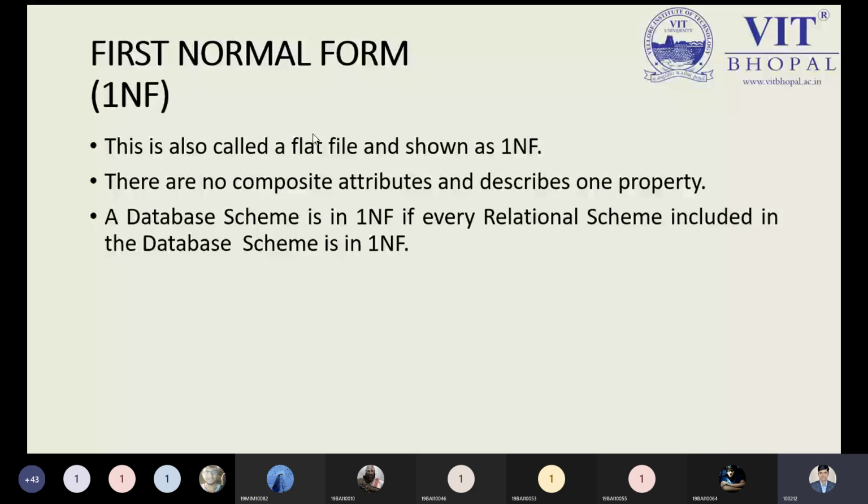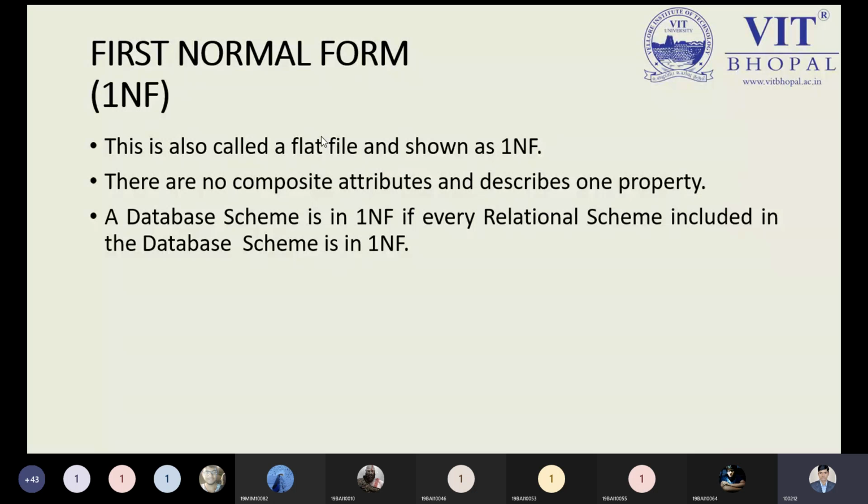The database schema or table is in first NF, the first normal form, if every relation schema included in the database schema is in the first normal form. So the table, the relation we have by default, which is a part of our database, we can definitely say is in first normal form.